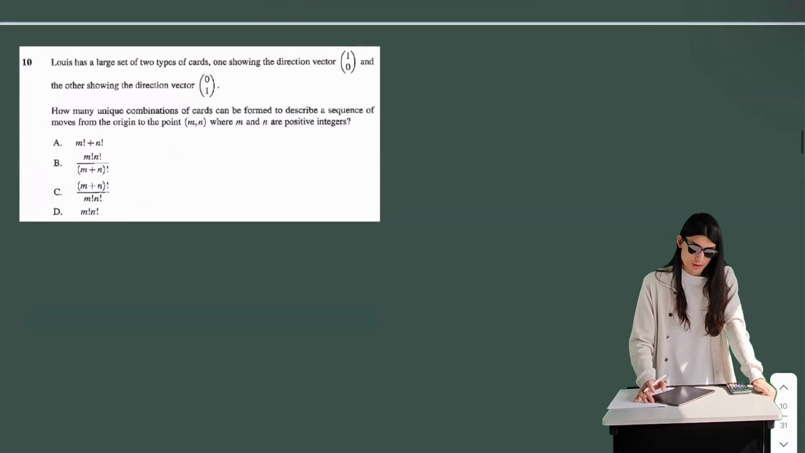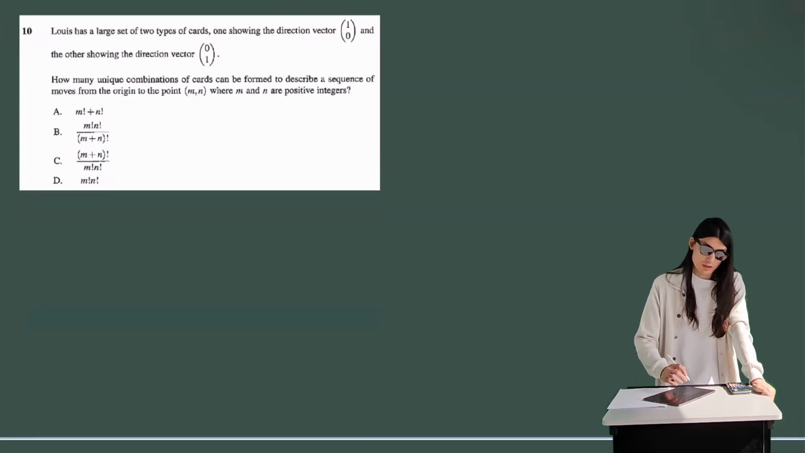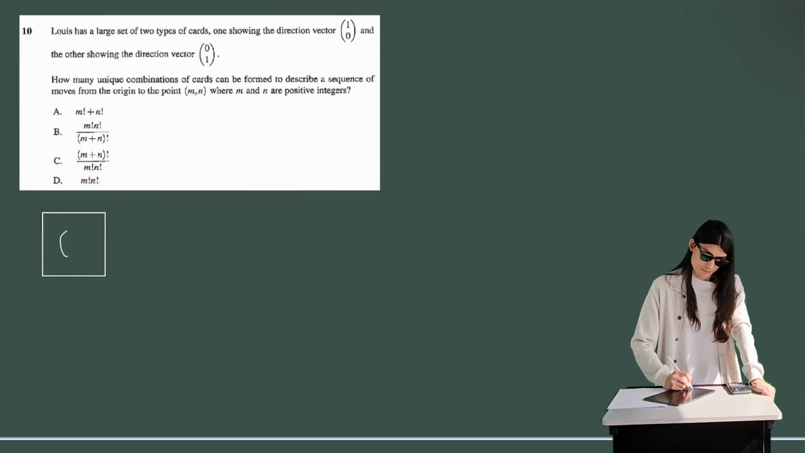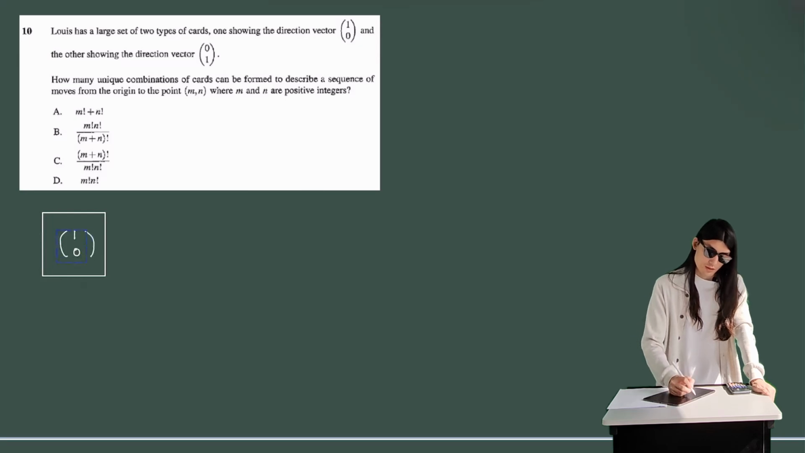And now the last question in the multiple choice over here. So, Lewis has a large set of 2 types of cards. One showing the direction vector 1, 0 and the other showing direction vector 0, 1. Okay. So you've got essentially cards that look like this.